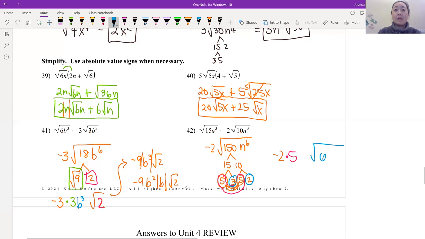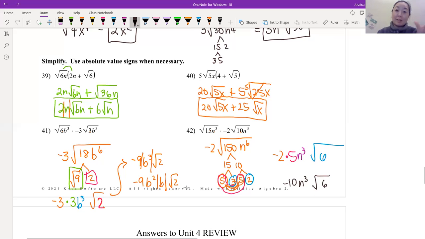All right. And then n's, I have 6 n's. How many groups of 2 can I have? 1, 2, 3. 3 of them, and no leftovers. So that's just going to be n to the 3rd power out here, because we've got 3 groups of them. So our final answer is going to be -10 n cubed square root of 6.